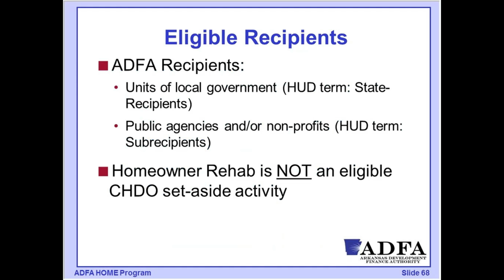One of the things to note here is that homeowner rehabilitation is not an eligible CHDO set-aside activity. Under the CHDO activities, all of the set-aside activities are developing units in one way or another. So either building new units or taking existing units and rehabbing them, bringing them up to standards, and then selling them or renting them. In this case, we're going to be assisting existing households in existing units.